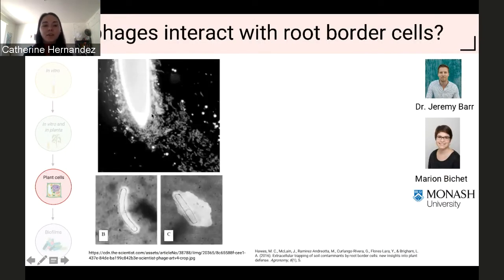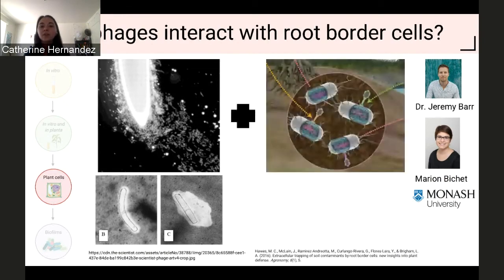These are root border cells that are being sloughed off when the root tip comes into contact with water. And they're involved in protecting the growing root tip from pathogens and contaminants in the soil. What they do is form what's called an extracellular trap that can trap contaminants, and they also respond directly to the presence of bacteria in the soil and can expand this trap.